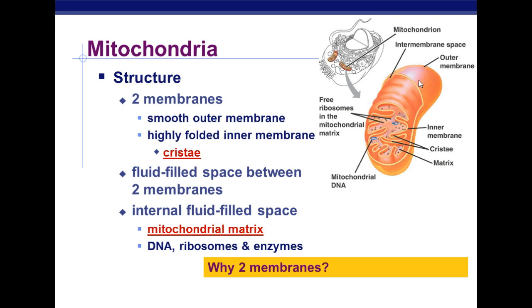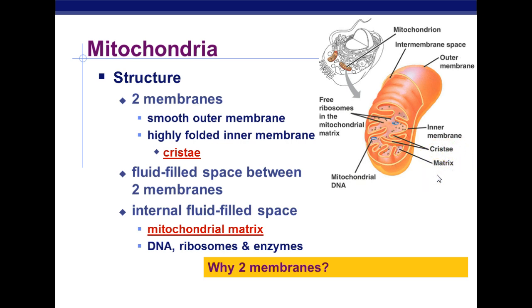Now get in your notes that the mitochondria have two membranes, a smooth outer membrane and a highly folded inner membrane called the cristae. C-R-I-S-T-A-E. Here it is right here, cristae. Also write that there is a fluid-filled space between all these membranes called the mitochondrial matrix, which houses the mitochondrial DNA, ribosomes, and enzymes. So here you see now the mitochondrial DNA, okay, located in this matrix.